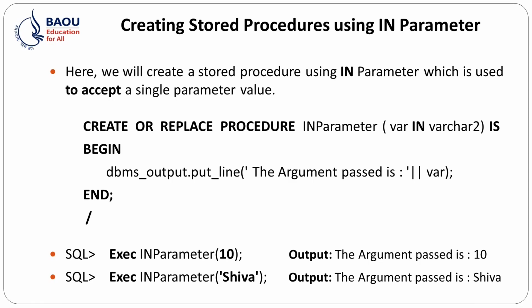Now execute the procedure using exec, then procedure name and parameter name. So here the procedure name, in the bracket 10. So 10 is stored in a where variable, and where variable displays the 10. So the message is the argument pass is 10. See the output.